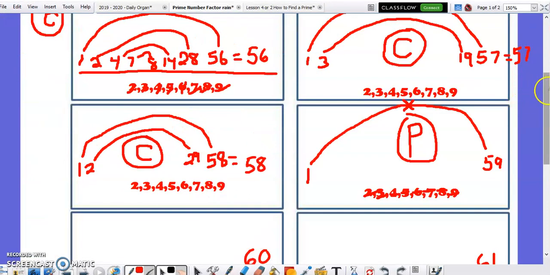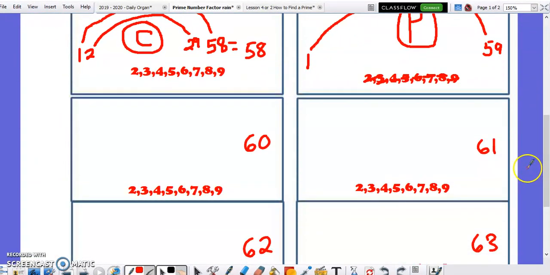Let's check the next one, 60. Is 60 a prime or composite? Create the chart on your workspace now and answer the question. Is 60 prime or composite?